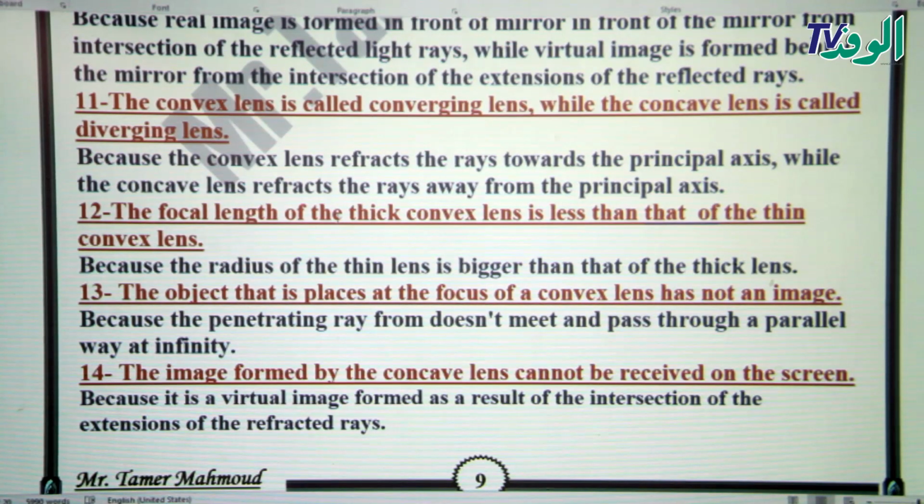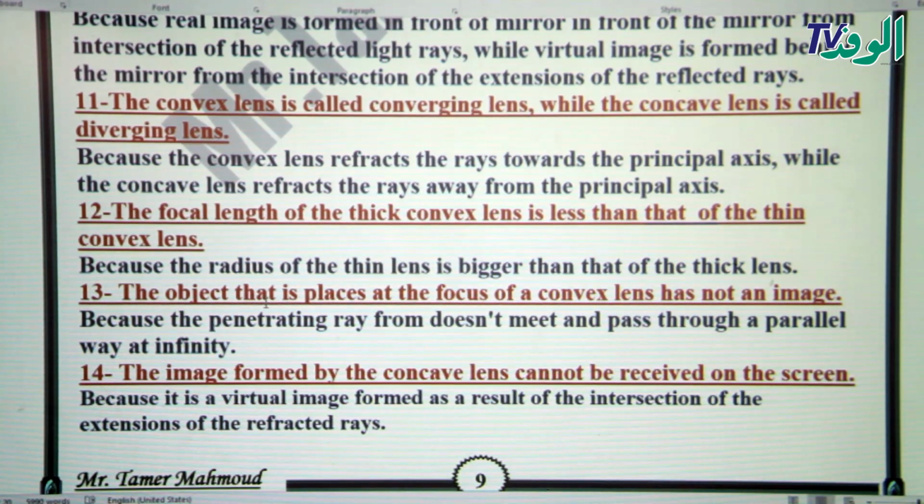The focal length of the thick convex lens is less than that of the thin convex lens. Very important question. Why? Because the radius of the thin lens is bigger or larger than that of the thick lens.